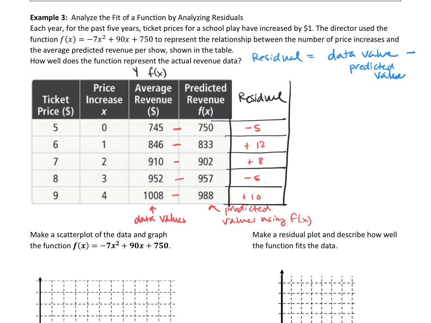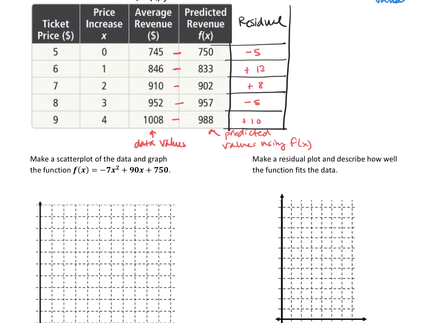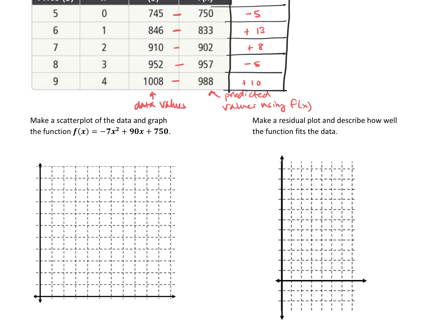What we do next, just to help us figure out how well the function represents the actual values, is make a scatter plot of the data and graph the function f of x equals -7x squared plus 90x plus 750. Remember, this is the function that the director came up with. That's where we got all of these predicted values right here. If you plug in a 4 to your function, we got back that 988.